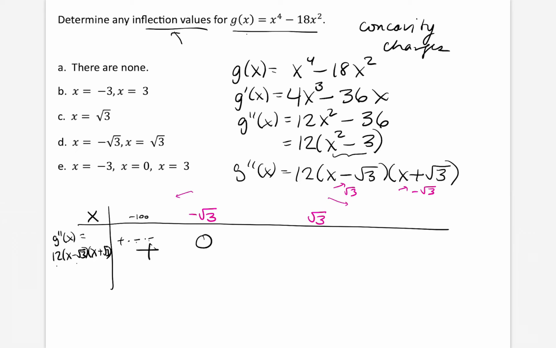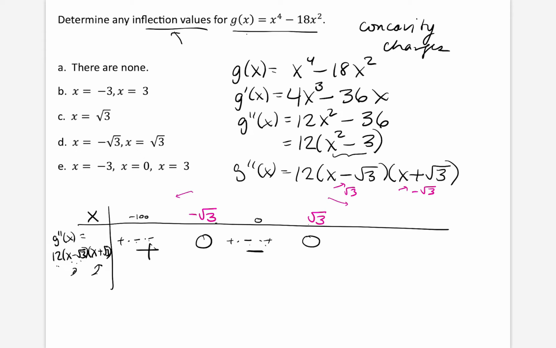Now what about a value that's in between negative square root of 3 and square root of 3, like x equal to 0? What's the sign of our second derivative? Well, the 12 is going to be positive. Then we have 0 minus the square root of 3, which is negative, 0 plus the square root of 3, which is positive. So now the sign of our second derivative, positive times negative times positive, is negative. And it's 0 again at the square root of 3.